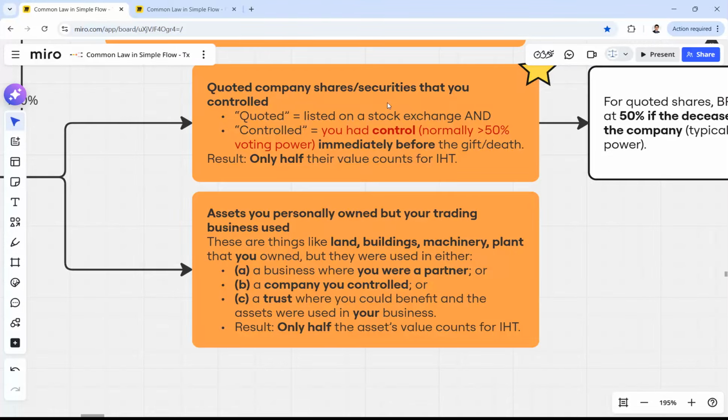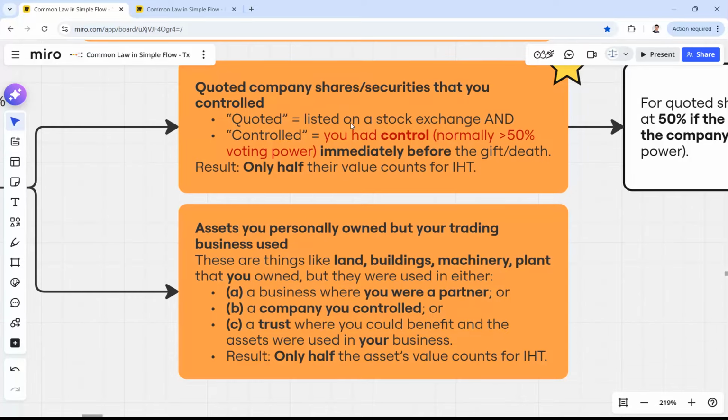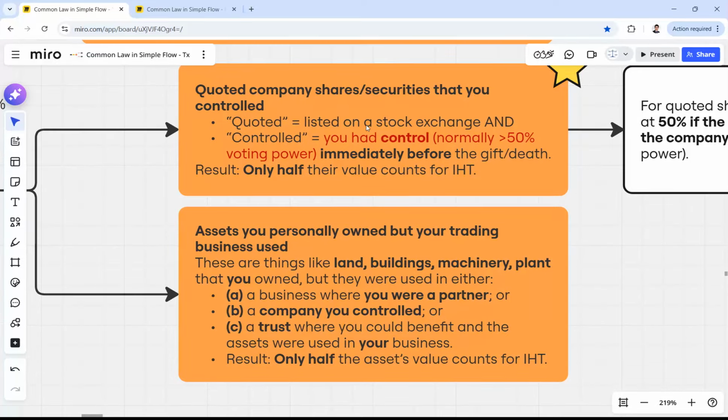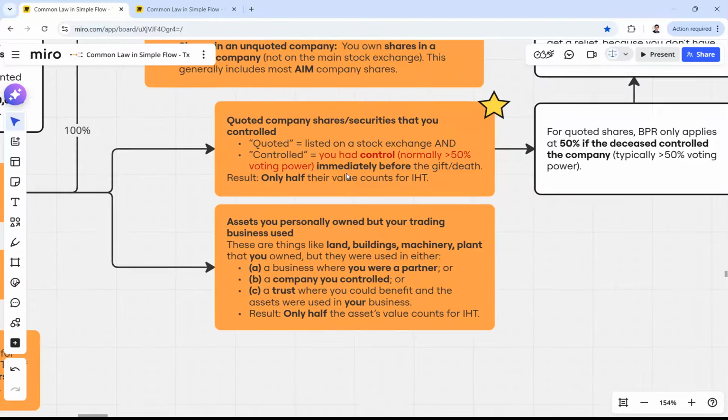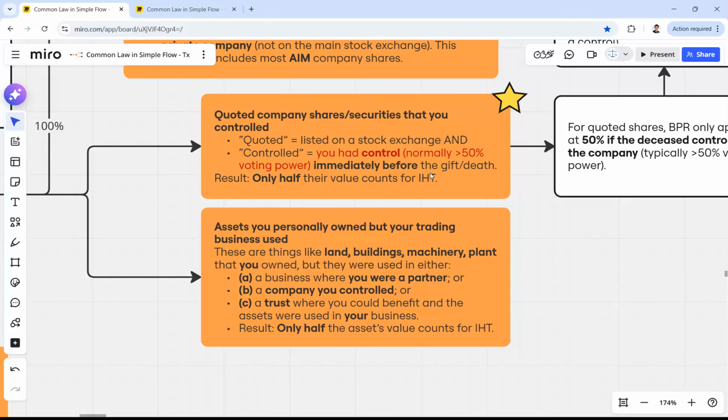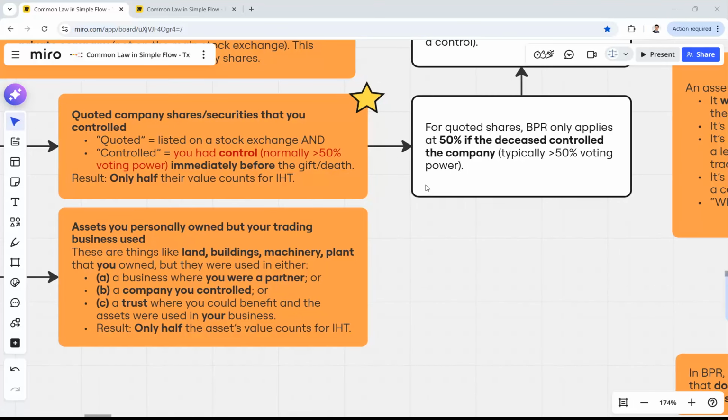Quoted company shares, securities that you controlled. Quoted are the companies that are listed on a stock exchange, and controlled are companies where you had control, normally more than 50% voting power immediately before the gift or death, and the result is that only half their value counts for inheritance tax.